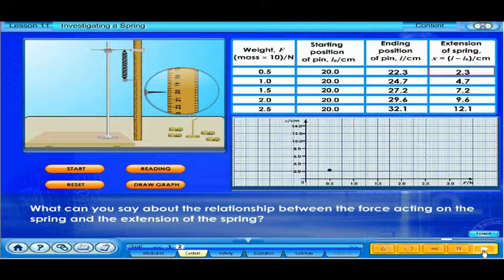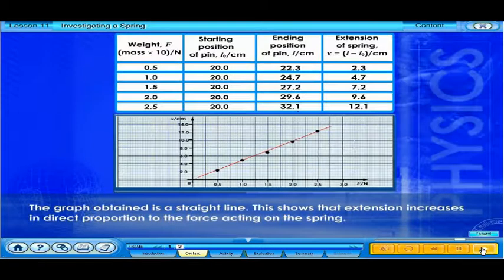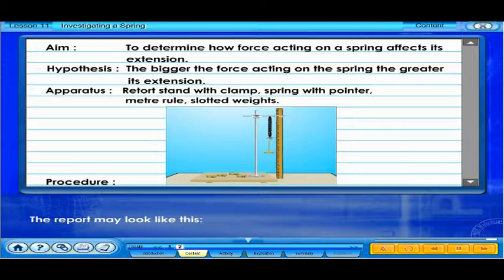What can you say about the relationship between the force acting on the spring and the extension of the spring? The graph obtained is a straight line. This shows that extension increases in direct proportion to the force acting on the spring. From the investigation, write a report. The report may look like this.